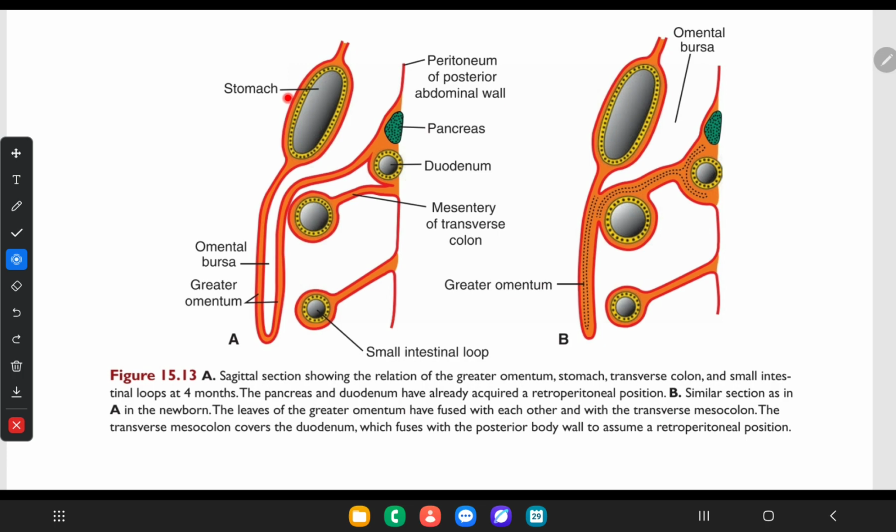In this diagram also you can see the stomach. Here is the lesser omentum and the greater omentum. Then you can see the pancreas, duodenum, transverse colon and its mesentery, small intestinal loops and its mesentery. Here you can see the fusion of the greater omentum, and here all together they fused. Here this is the transverse colon, this is the duodenum again, and this is the pancreas. Here you can see the space, omental bursa, also called the lesser sac. So that's all about the development of the stomach and its attached mesenteries. Thank you for watching.